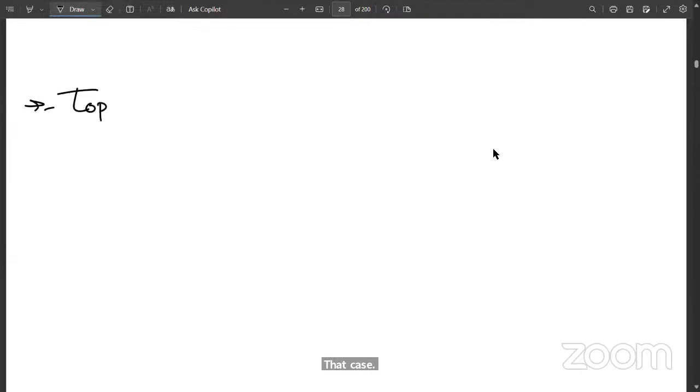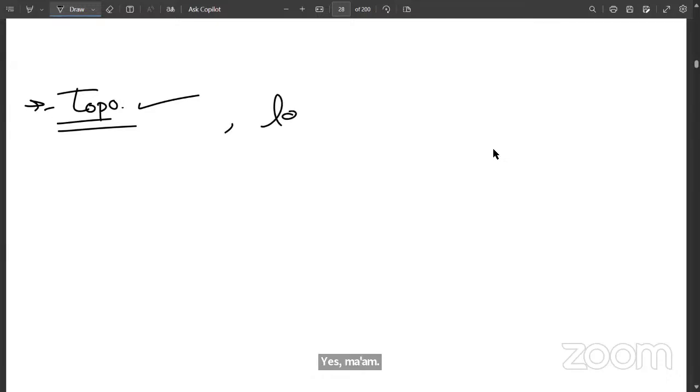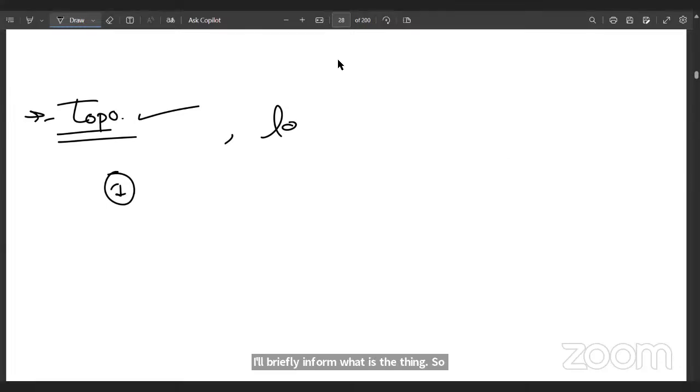Now, topological sorting. Are you guys familiar with topological sorting? Yes, ma'am, it's a basic algorithm. In-degree 0, then you need to remove that point and update all the time. Right. So I'll briefly inform what the thing is. First thing is the longest path. Ma'am, did you discuss the non-tree edges, forward edge, backward edge, and so on?